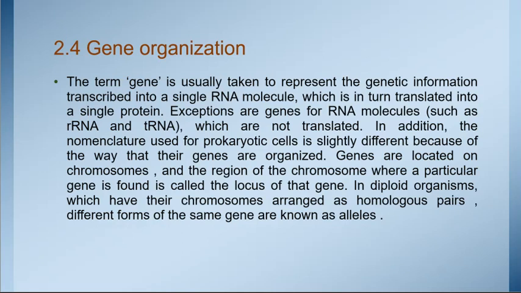Genes are located on the chromosomes, and the region of the chromosome where a particular gene is found is called the locus of that gene. In diploid organisms, which have their chromosomes arranged as homologous pairs, different forms of the same gene are known as alleles.